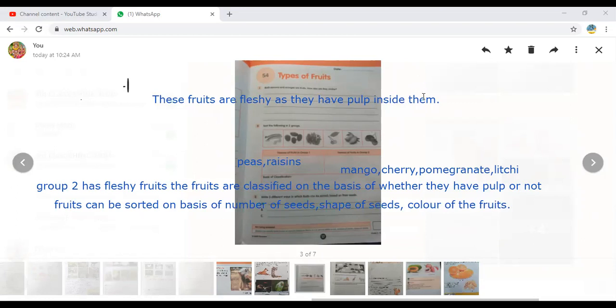Maya, watermelon is a fleshy fruit, yes. Okay.